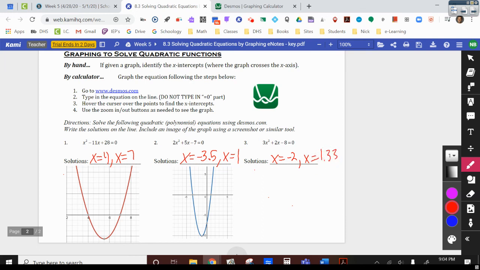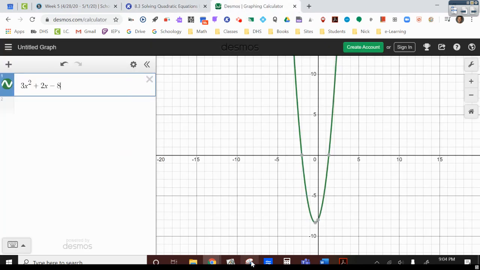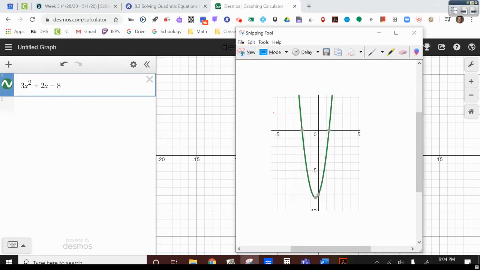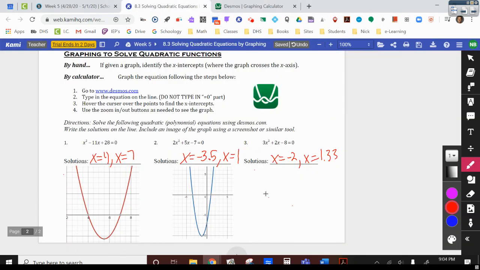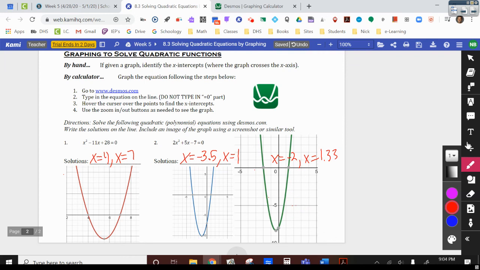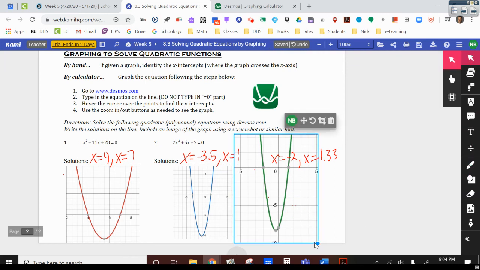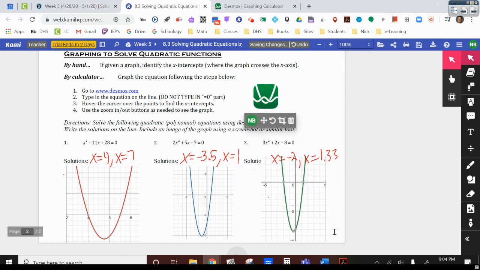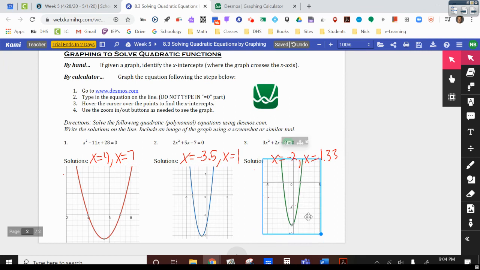Just two decimals is fine for these problems. Again, I'm going to use my snipping tool, or you can take a screenshot and get a nice picture of the graph. You can see the U shape and the x-intercepts. Put that on there. And that's how you solve quadratic equations by graphing.